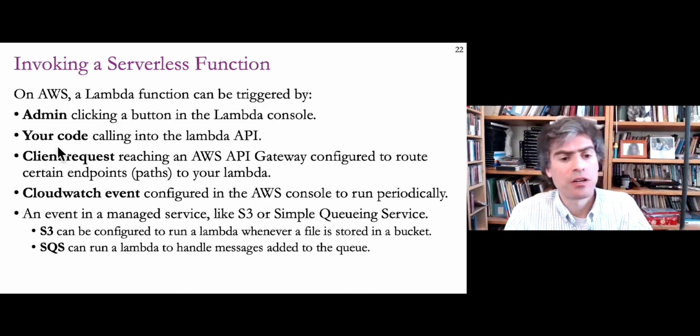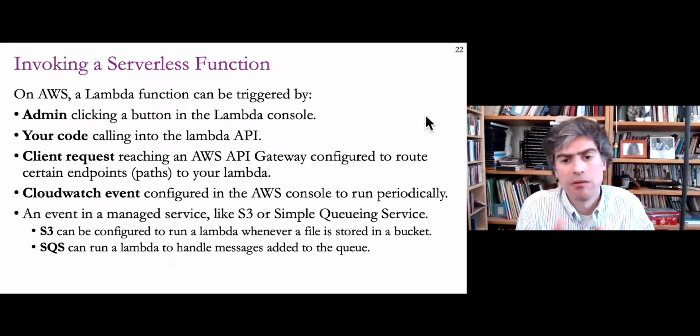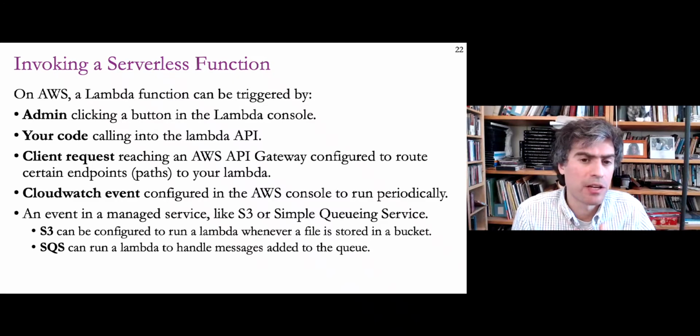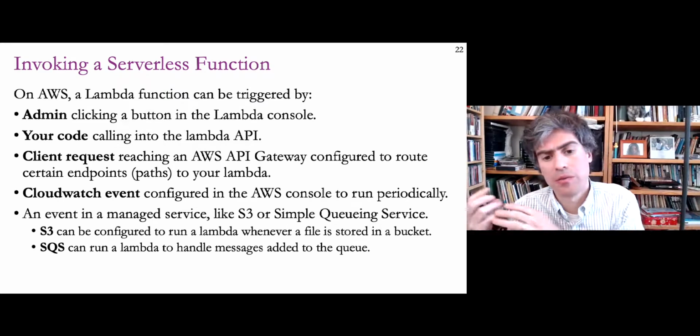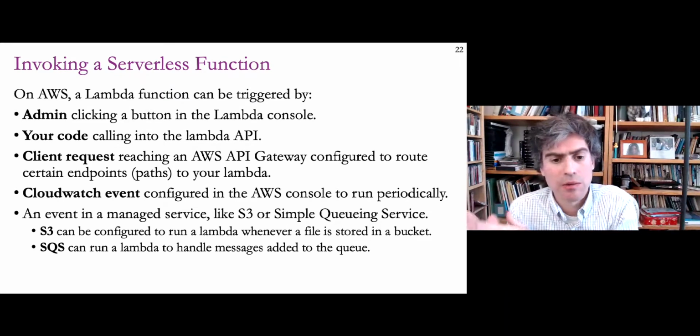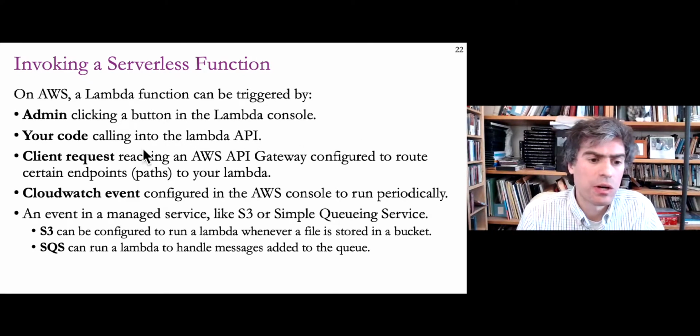Some piece of your code can call into the Lambda API to invoke a function. So for example, if you have some back-end application running, like a microservice that handles a request from a user, one of the things it might do is trigger a handler. It might invoke Lambda to do something, right? So you can use the Lambda API as a gateway to run your serverless functions using your Amazon credentials to sign your requests.